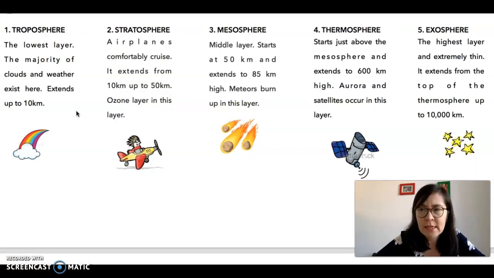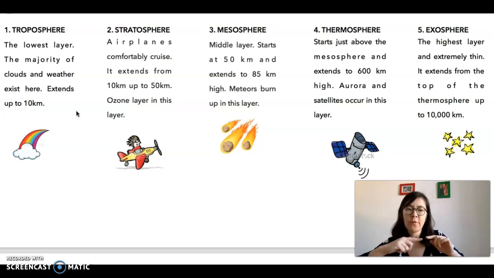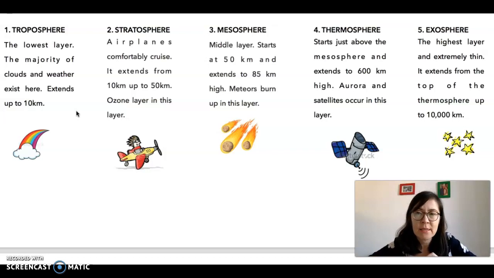Everybody, the first layer is troposphere, and it is the lowest layer. So it is the first layer from the Earth. The majority of clouds and weather exist here. For example, when we say that it is rainy today, it's snowy, it's windy, all these weather conditions happen in this layer. So it is troposphere. And it extends up to 10 kilometers. Troposphere starts at the Earth, and then it goes up to 10 kilometers from the Earth's surface.